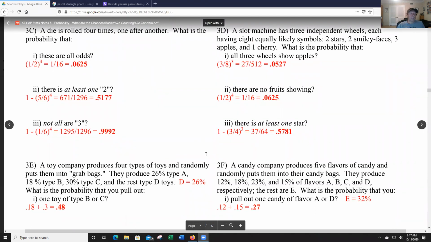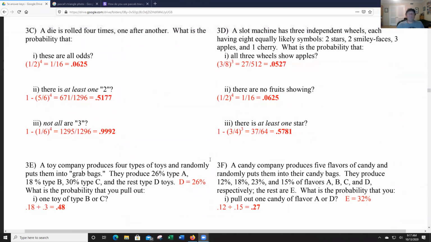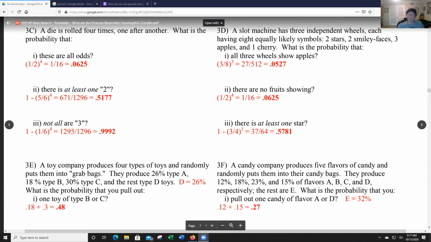A die is rolled 4 times, one after another. Here we go, a die, and we know a die is independent. What are the chances? These are all odds. All odds would be 1/2 to the 4th power, no problem. There is at least 1, 2. You have got to know at least 1 problems. Once again, at least 1 is 1 minus none of them happening.